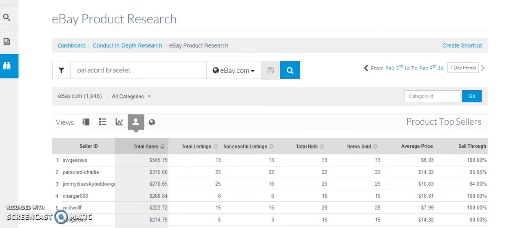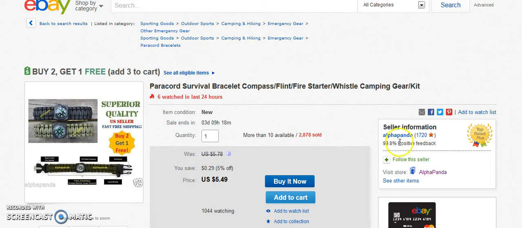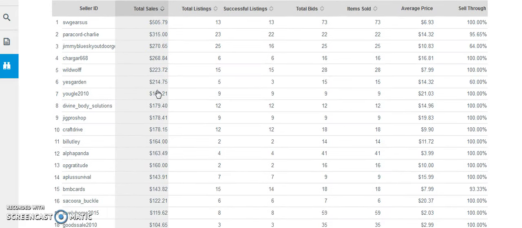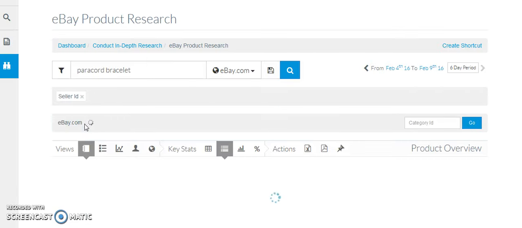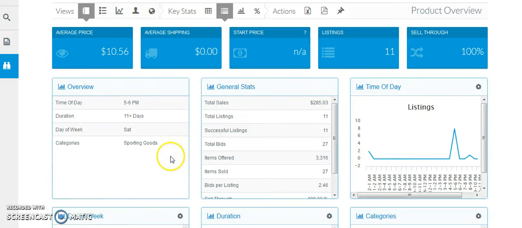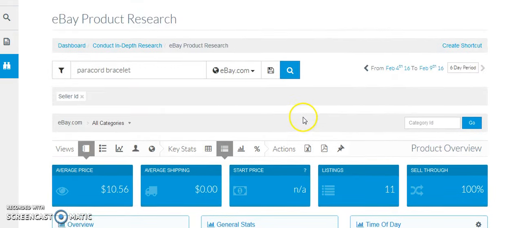You know why? Because paracord bracelets are only a small portion of this guy's offering. He sold $800 worth of overall merchandise, but only $163 worth of it was paracord bracelets. As you can see, this is a top seller, SW Gears US. So we can click him, and we can look at all that same competitor data. So whereas the other guy, this is really crazy to me. Oh, okay, I got you. So the reason that this guy only has 285 in sales and he's ranked number 1, because right now we're only pulling stats for paracord bracelets.